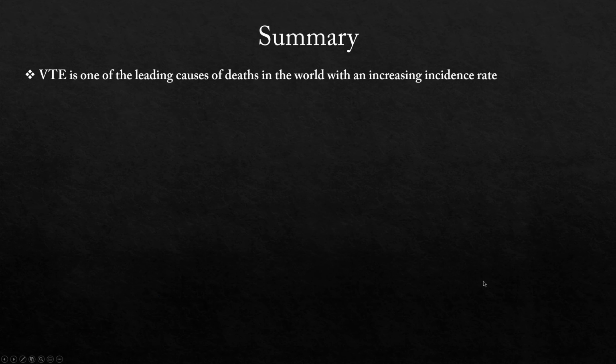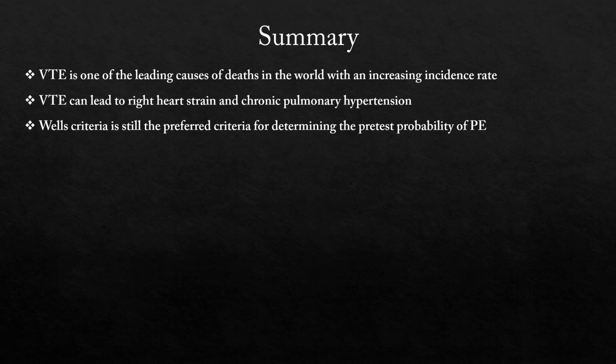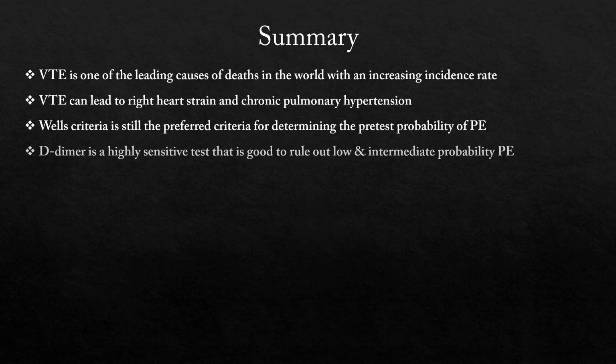All right. So in summary, VTE is one of the leading causes of death in the world with an increasing incidence. They say in 50 years, maybe until 2050, it's going to double. PEs are going to double. But luckily, the mortality rate is lower because we now have better choices with anticoagulation. VTE can lead to right heart strain and chronic pulmonary hypertension. Wells criteria is still the preferred criteria to determine the pretest probability in the diagnosis. D-dimer is a highly sensitive test. That's good to rule out, as we said, SNOUT, sensitive test, for low and intermediate probability PEs.